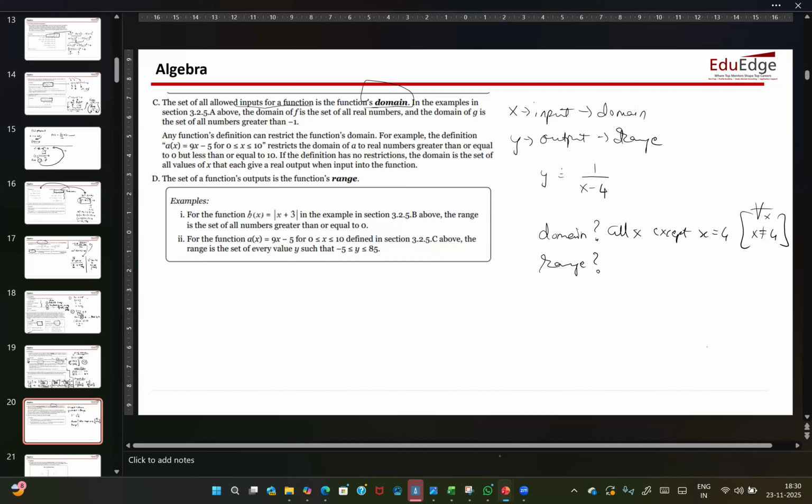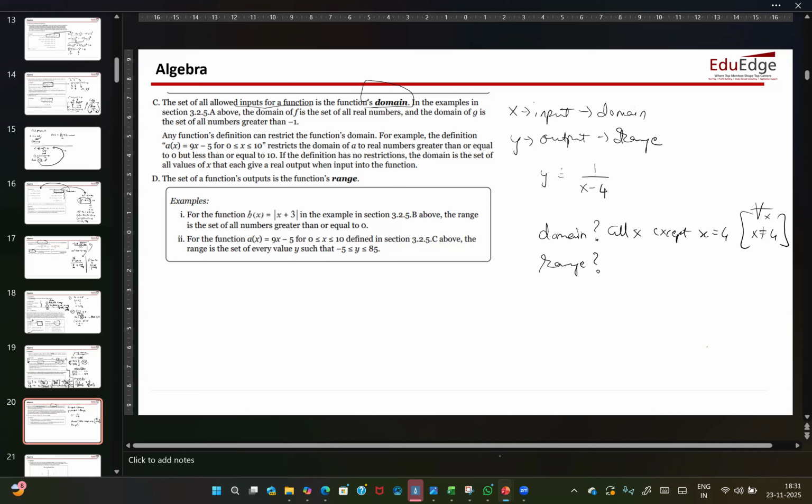And is 0 possible? Why not? So when is y equal to 0? When is y equal to 0? When x is... it's not possible, no? So when x is 4, y becomes infinity. When x is 0, what happens? When x is 0, it's minus 1 by 4.